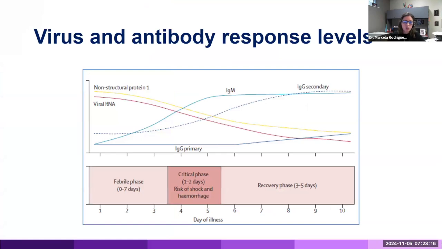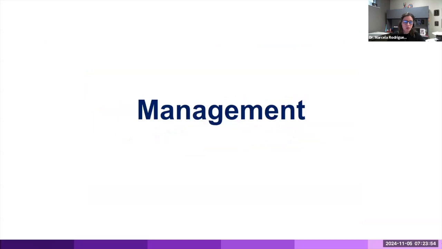This is a summary that shows, depending on the phase, which are the best tests that you can collect. Once again, in the febrile phase, we should collect the PCR test. You should also collect the non-structural protein 1 antigen test, and you can also do an IgM test, which at that time is just increasing. Then in the critical and recovery phase, your PCR might likely not be positive, and at this time you should rely on IgM and IgG.